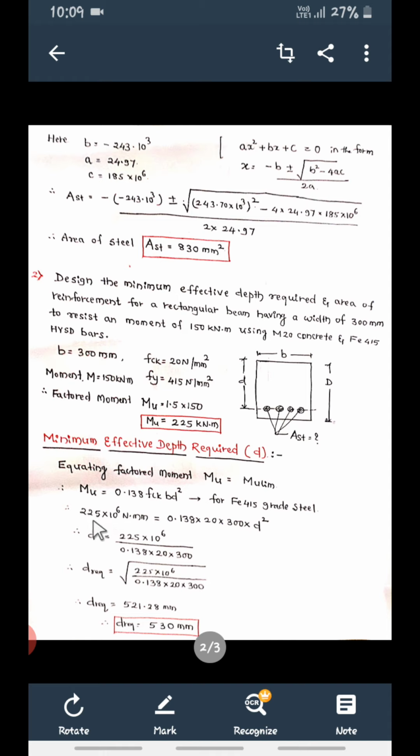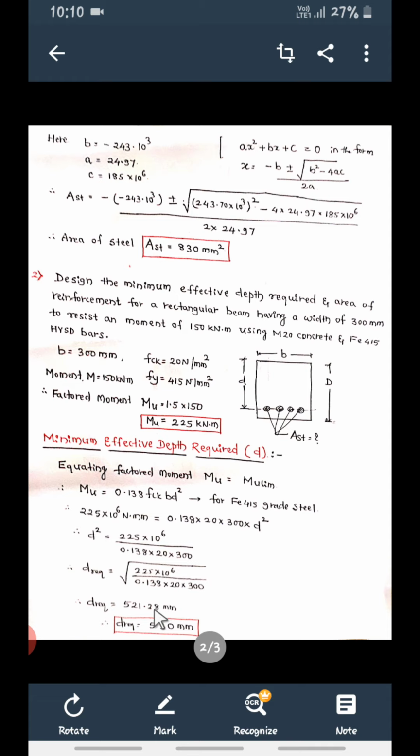So d square is equal to 225 into 10 to the power of 6 divided by 0.138, fck is 20, b is 300. From this we are going to get the small d. Take this as d square, d will be the square root of this. So d will be 521.28. So depth will be 521.28.